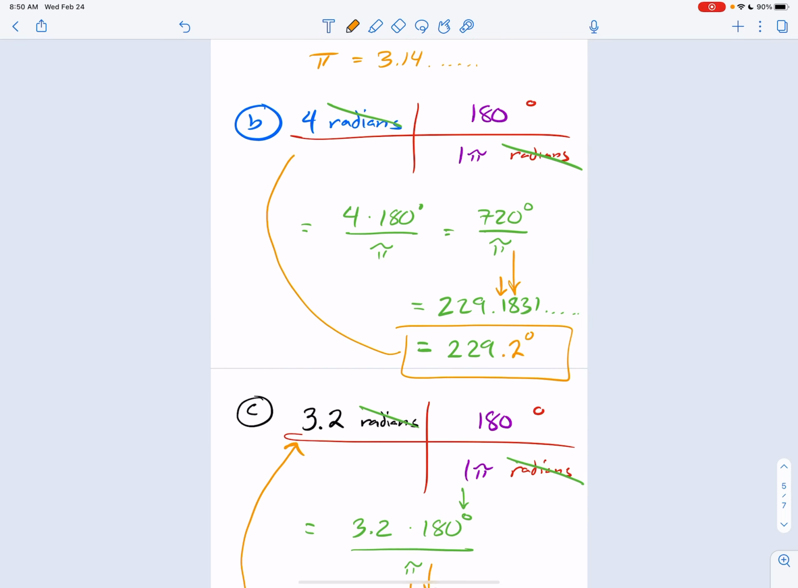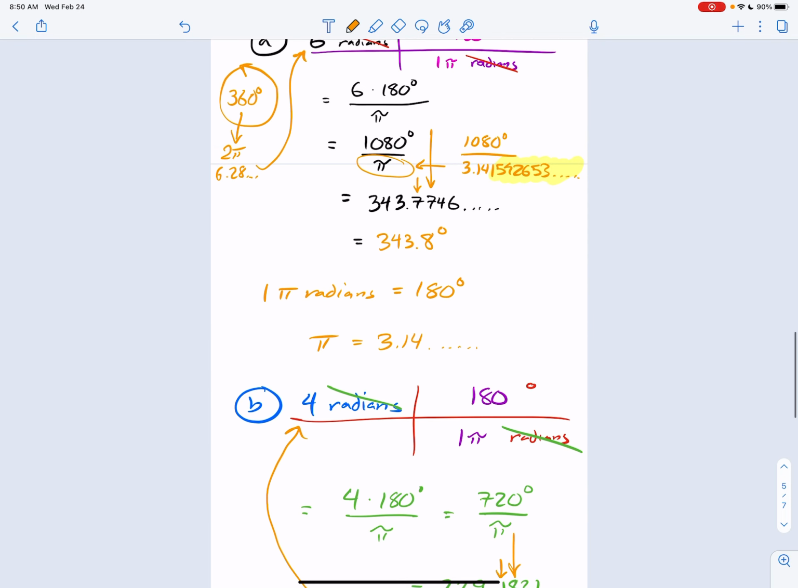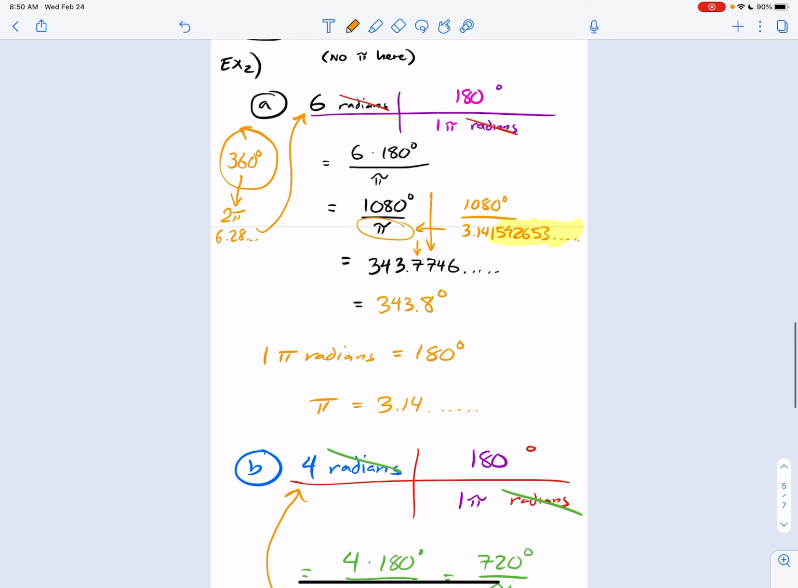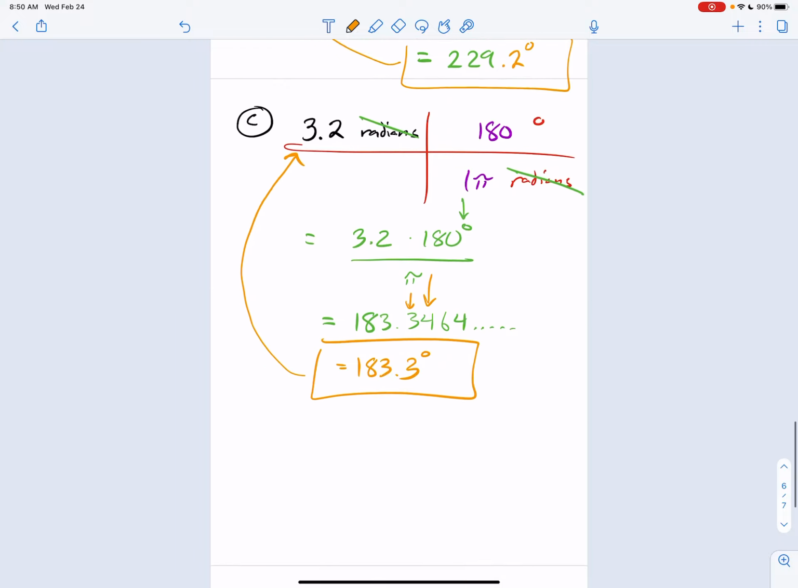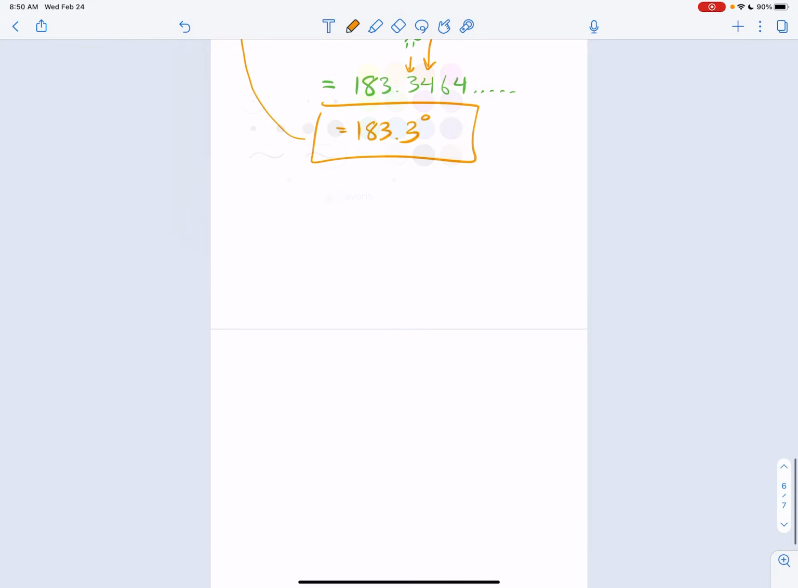229.2 degrees is equivalent to 4 radians, and so forth, right? 343.8 degrees is equivalent to 6 radians. All right. Here's the last one. Part D. So suppose you had a negative 1.5 radians. Go ahead and try that.